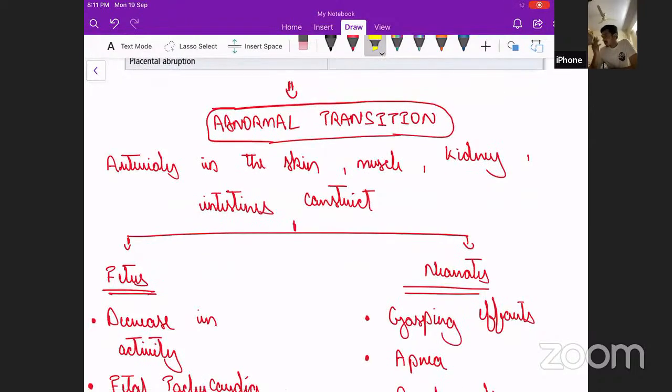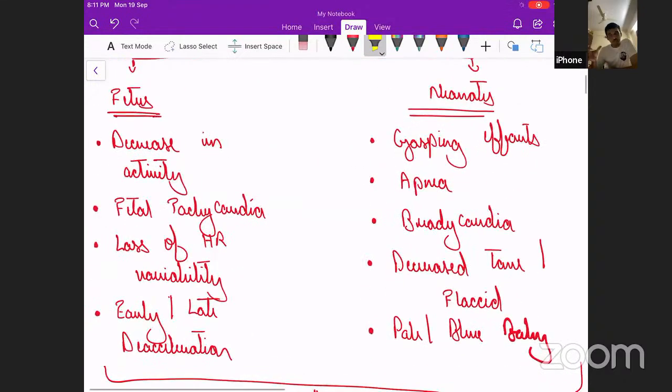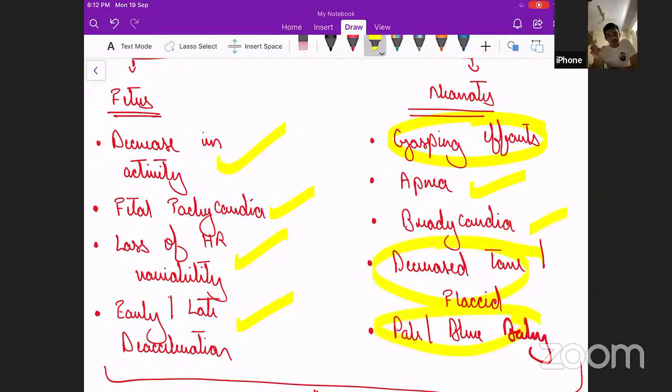So what happens in case of abnormal transition? As we all know, if the cardiovascular system is compromised, the peripheral vasculature constricts to pump blood to our heart, brain, and adrenals, correct? This is what happens in the newborn as well. Arterioles in the skin, muscles, kidney, and intestines constrict. If that happens in the intrauterine environment, there will be a decrease in activity of the fetus, or there can be fetal tachycardia, or on the CTG there can be loss of heart rate variability, or early or late decelerations, okay? Coming to the neonates, they manifest as gasping efforts, bradycardia, apnea, decreased or flaccid tone, and a pale or cyanosed baby, correct?